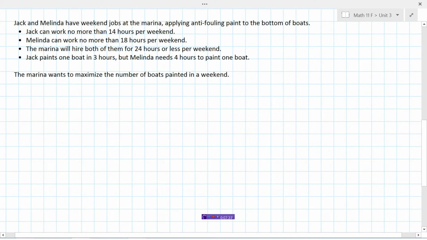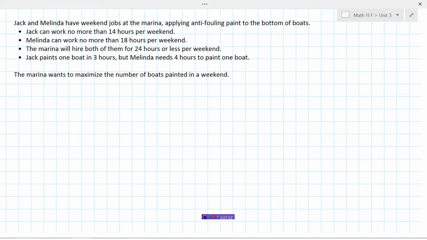So we know that Jack can work no more than 14 hours in a weekend. We know that Melinda can work no more than 18 hours in a weekend. The marina wants to hire both of them for 24 hours or less in the weekend. And we know that Jack paints one boat in 3 hours and Melinda needs 4 hours to paint one boat.